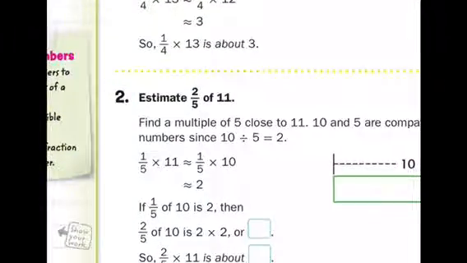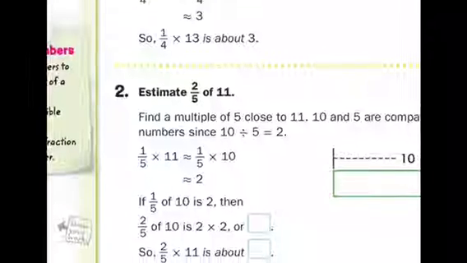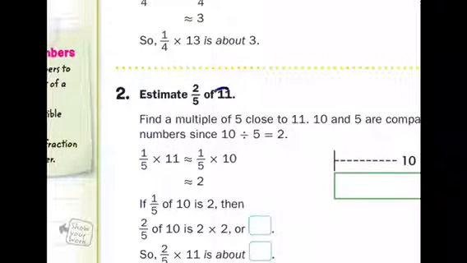Now, this one is estimating 2/5 of 11. So the first thing I'm going to do is find the closest number to 11 that's compatible with this 5. And just think of your counting by 5 numbers. Think 5, 10, 15, 20. So the closest compatible number is 10.